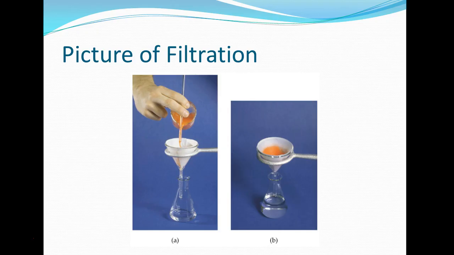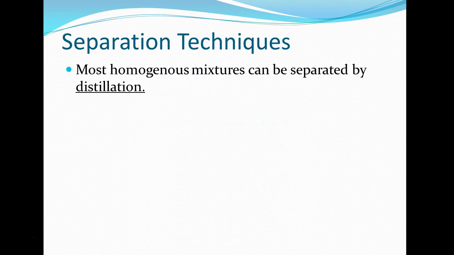So here's a picture of filtration, just using the stirring rod to help the mixture get into the funnel and not just go on the side of the beaker. So here whatever orange solid gets left behind in the filter paper that's in the funnel, and then what we can assume maybe is water, also known as the filtrate, goes through the filter paper into the Erlenmeyer flask there.